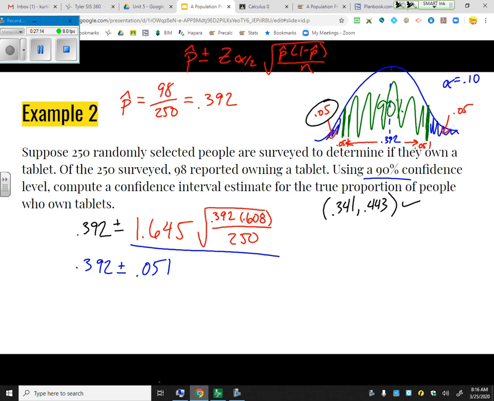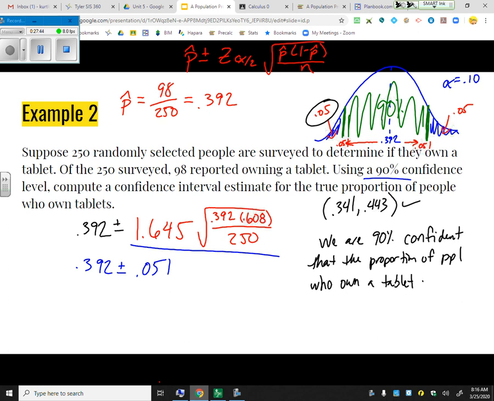What does it mean? Well, it means we are, this time, 90% confident that the proportion of people who use or own a tablet is between these two values, 0.341 and 0.443.